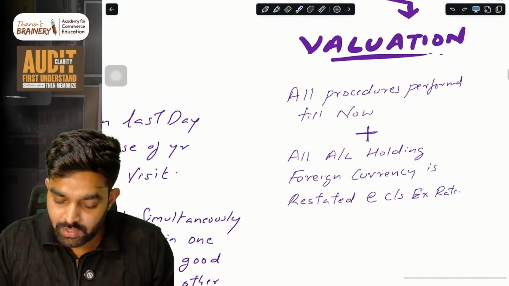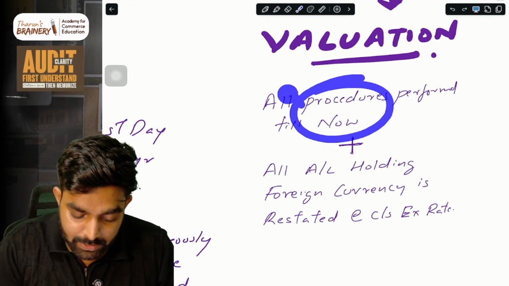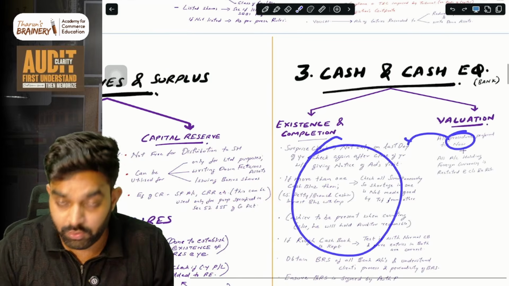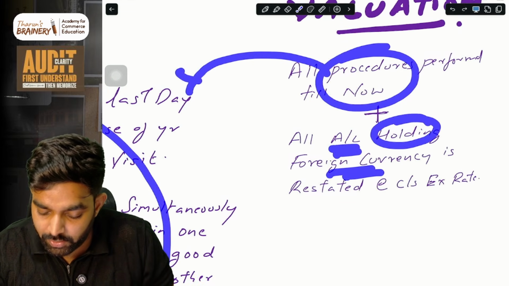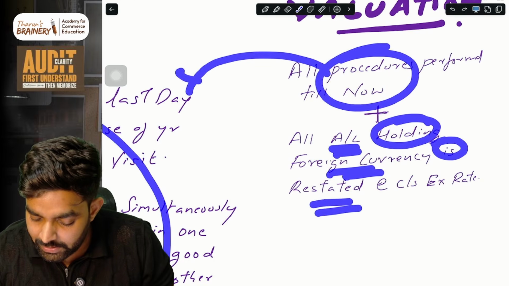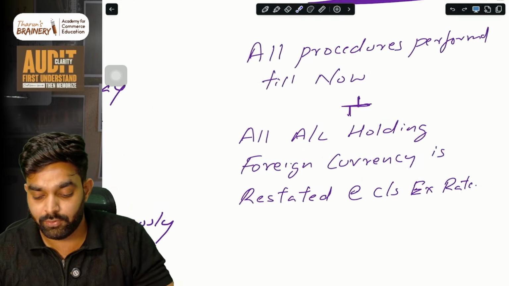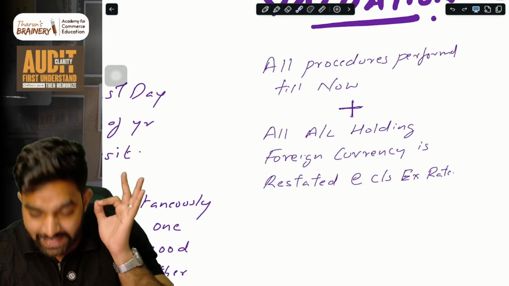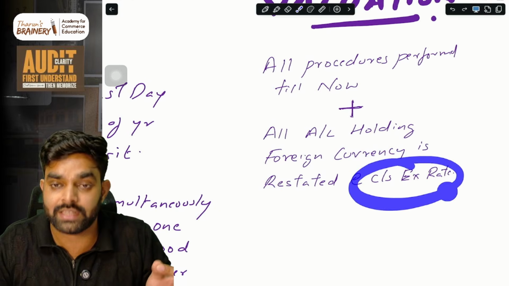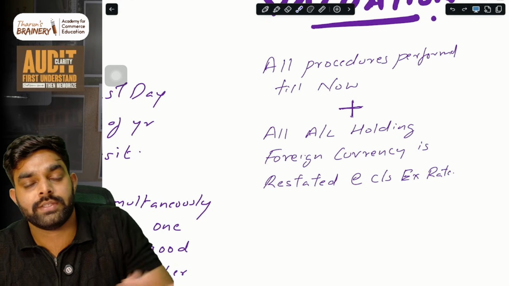Then to check the valuation of cash, all the procedures you performed till now, you have to do there also. Plus, all the accounts holding foreign currency should be restated at the closing exchange rate. The company has some foreign currency with them. So for all the accounts holding foreign currency on 31st March, make sure it is restated at the closing exchange rate. They may have received the foreign currency on 25th March.